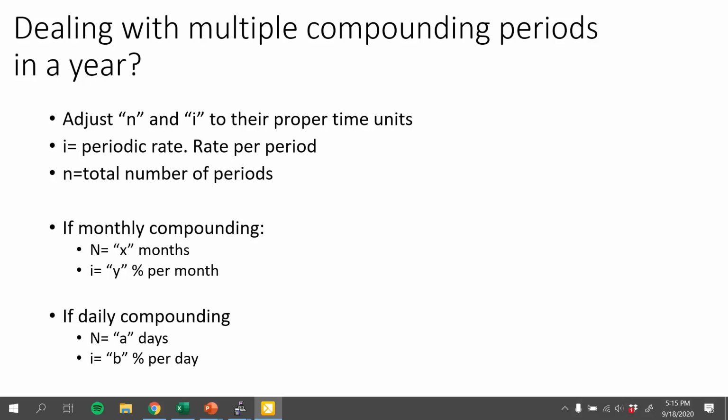So if we have monthly compounding with an account, that means we need our N in terms of months. If we have monthly compounding, we need our interest rate in terms of an interest rate per month. Similarly, if we have daily compounding, we need our N in terms of number of days, where I is in terms of percentage per day. All right, so let's do a problem.